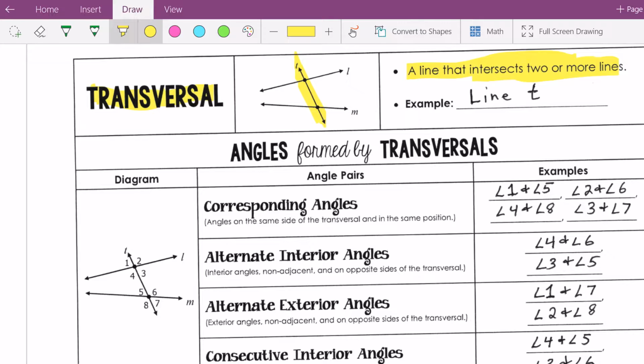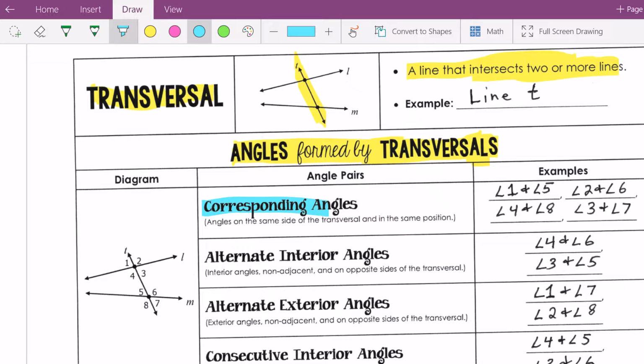Now, whenever these lines intersect, they actually make 8 different angles. There are specific names for certain ones based on their location. We're going to look at exactly what you call each of these, and these are going to be important for your actual next test. So the first thing is corresponding angles.